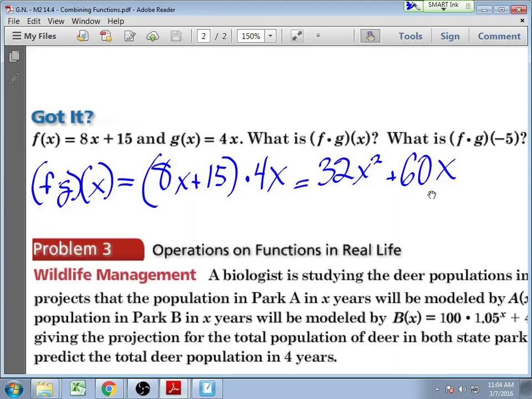So then when I plug in -5, this is all good though. Go ahead and evaluate that.